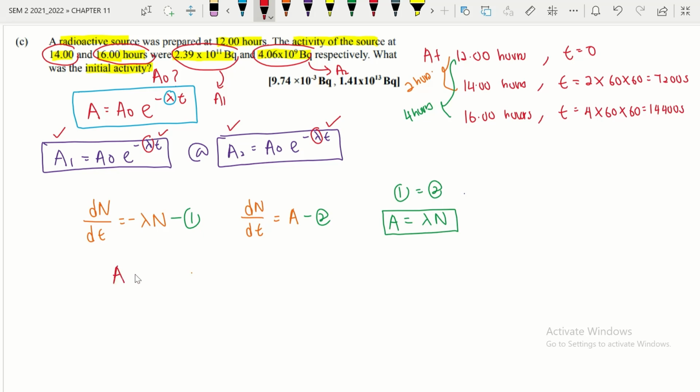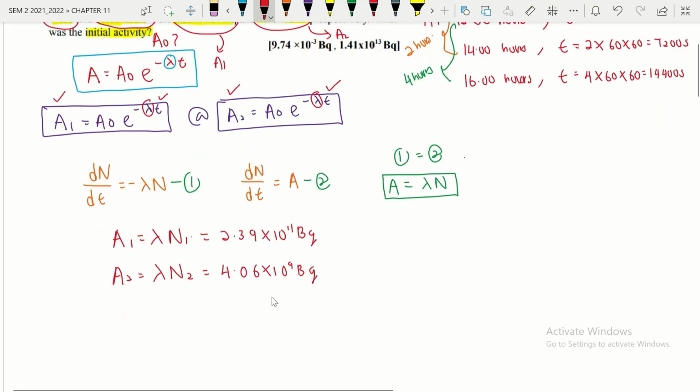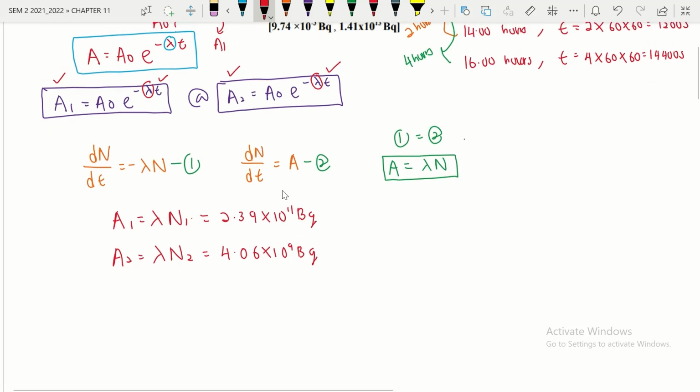So contohnya activity for 14 hours, which is Miss label sebagai A1, adalah decay constant darab dengan number of nuclei 1, which is equals to 2.39 times 10 to the power of 11 becquerel. So kalau activity 2 equals to decay constant darab dengan N2, which is equal to 4.06 times 10 to the power of 9 becquerel. So from here, actually Miss boleh buat apa tau? Miss boleh buat ratio. Miss boleh buat ratio of the activity.